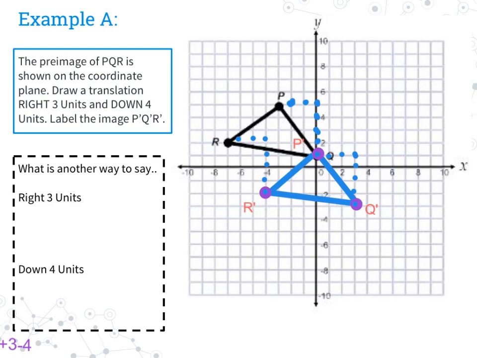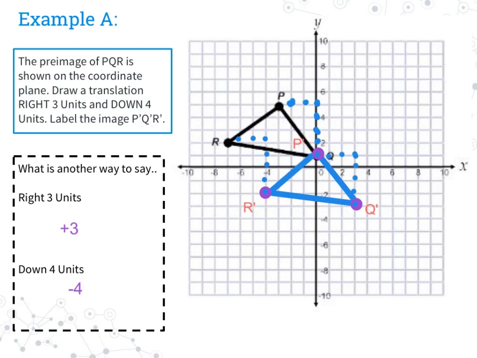Now, the next question says, what's another way to say right 3 units, down 4 units? Well, if I'm looking at my coordinate plane and I'm heading from 0 to the right, I notice that I'm heading towards positive numbers. So I'm gaining or adding as I go to the right. So another way of saying right 3 units is to say plus 3. Now I notice when I'm at 0 and I'm going down, my y coordinates start getting smaller, they start getting negative or larger negative, so I know I'm subtracting as I go down. So my down 4 units, another way to write that is minus 4.